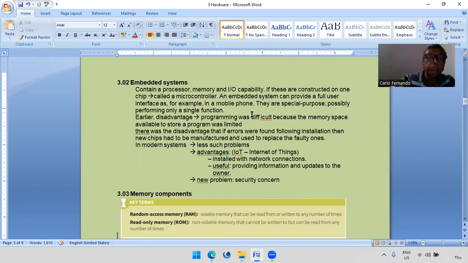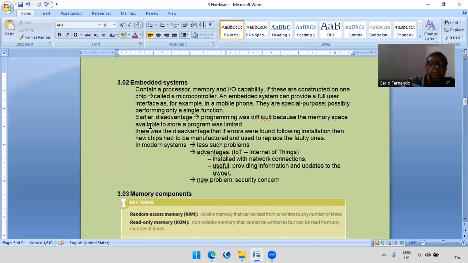What are the things? Processor is there. Then the memory is there in a phone. And I/O capability, input and output, is possible. They are special purpose, possibly performing only a single function. Take, for example, a washing machine. You can't program it to do something else, like wash dishes. It's one program and it's embedded in it. Single function, so that's why it's called special purpose. General purpose, you can do anything, any other programs are also possible.